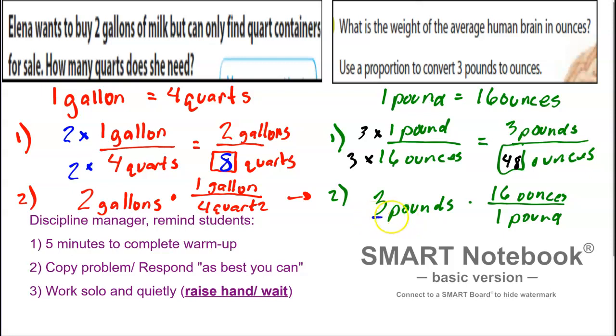3 pounds can technically be written over 1. Why am I doing that? Because this being on top and this being on the bottom cancels. Pounds divided by pounds cancels. Now I have 3 times 16, which is 48, and 1 times 1 is 1. Did ounces cancel? No, so I put ounces out here. We'll get some time in class to practice. Appreciate your time. Catch you then.